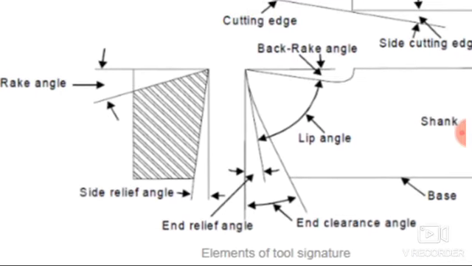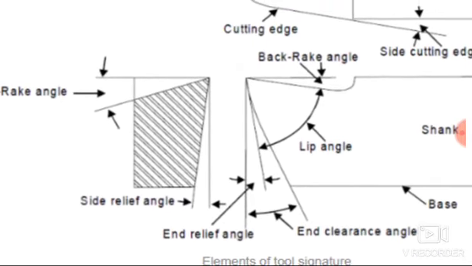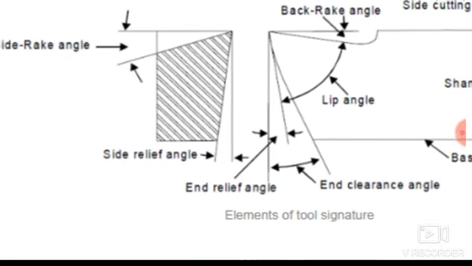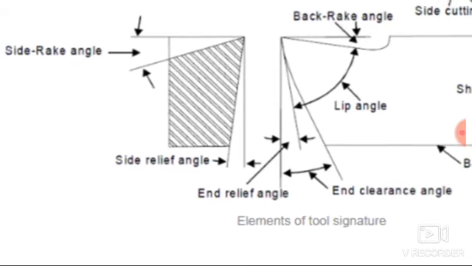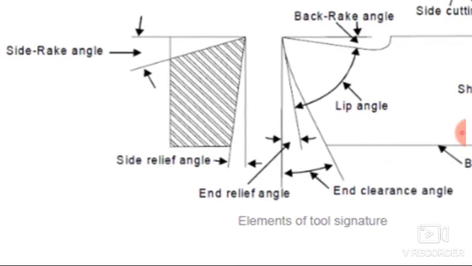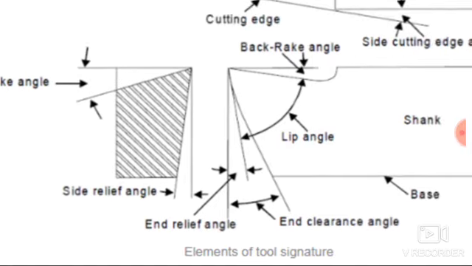Now the side relief angle is nothing but the angle made by the surface which is below the side cutting edge and the side of the cutting tool. So the side relief angle is the angle made by the surface which is immediately below the side cutting edge and the side of the cutting tool.